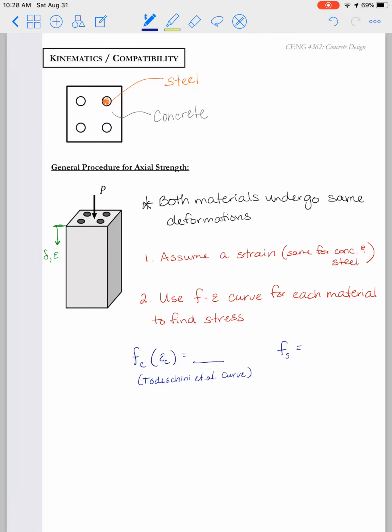For steel, we'll assume an elastic, perfectly plastic model. So in the elastic range, the stress in the steel is equal to the modulus of elasticity times the strain. And once we exceed the yield stress, then we cap the stress in the steel at the yield stress.